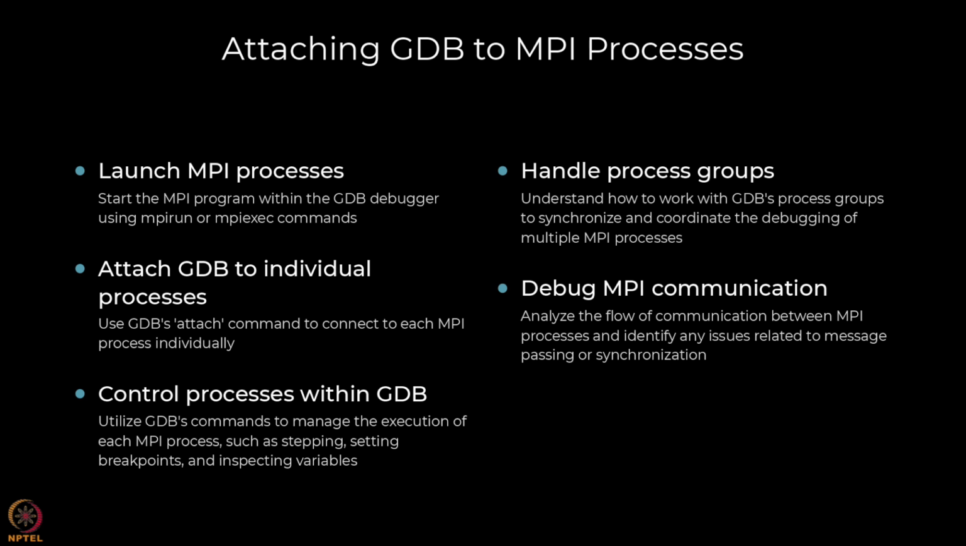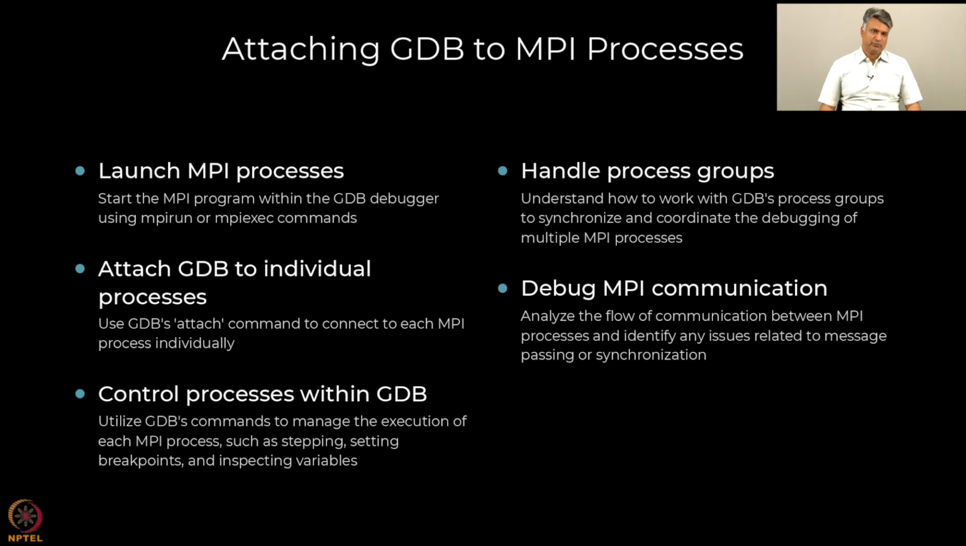How do we use GDB for MPI processes? Typically, we can start the MPI program with the GDB debugger using the mpirun or mpiexec commands. So when we are calling MPI using mpirun, we can start GDB right from that. Or we can attach GDB to an individual process using GDB's attach command to connect to each MPI process individually. Under Linux, each process will have a unique process ID, and GDB can attach to that specific process ID.